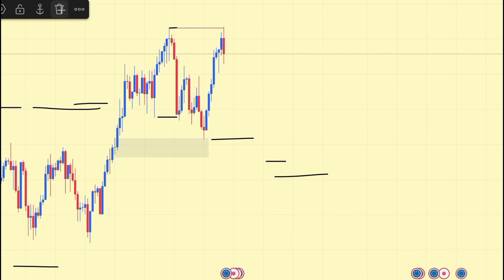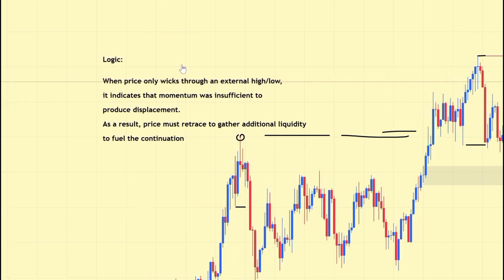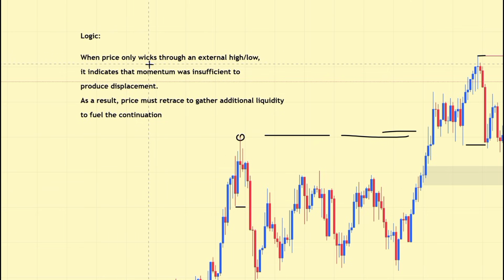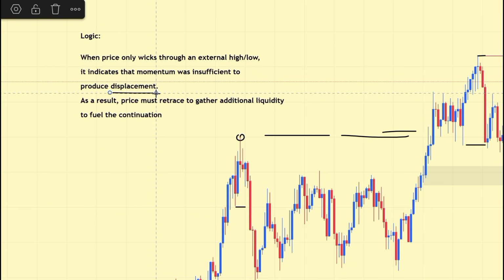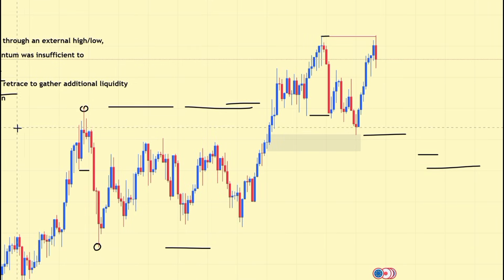Okay, so actually the logic behind this is simple. Let's get to the logic exactly right here. I made some notes so that you guys can actually follow through. This is the logic: when price only breaks or only wicks through an external high or low, it indicates that the momentum was insufficient to produce a displacement. As a result, price must retrace to gather additional liquidity to fuel that continuation, all the way breaking past that external high by, of course, a candle body close or by a displacement.